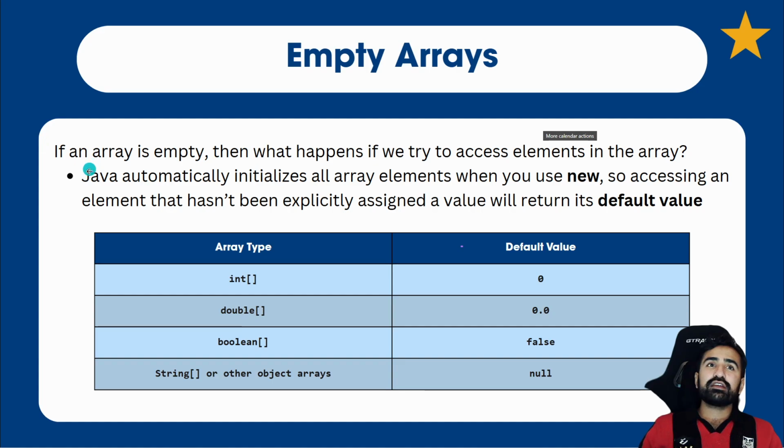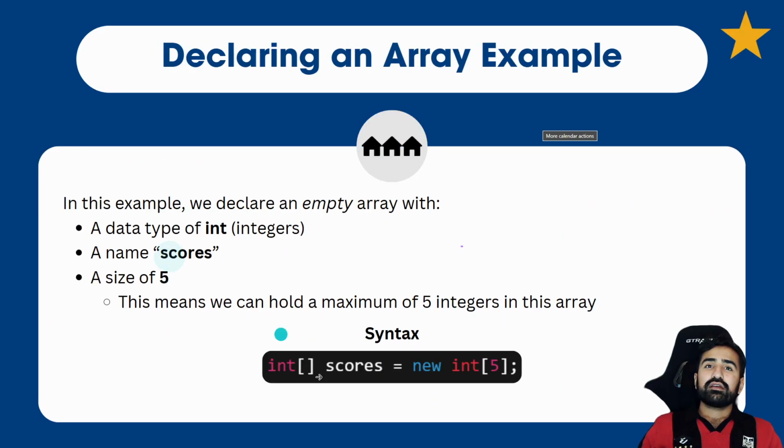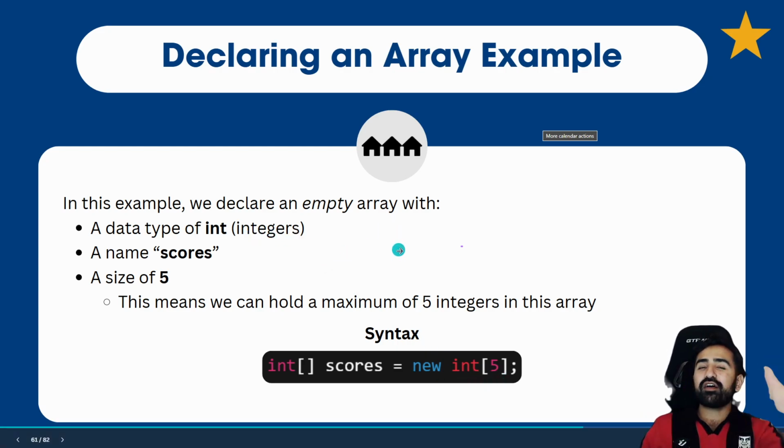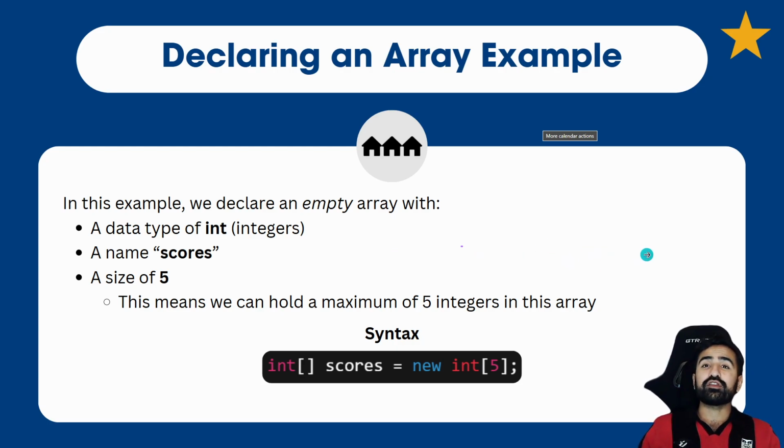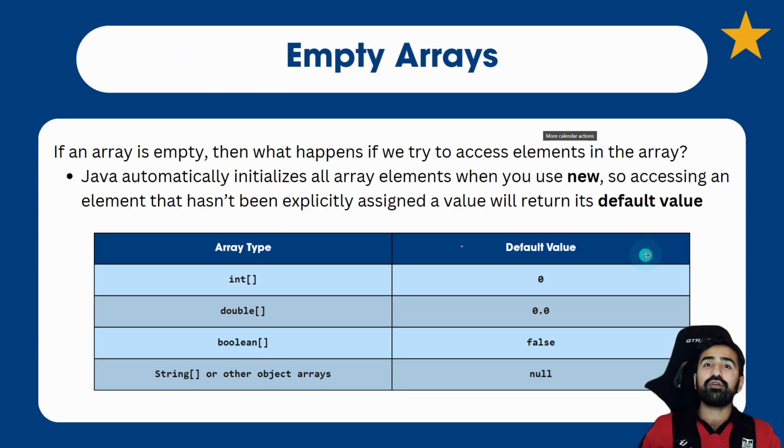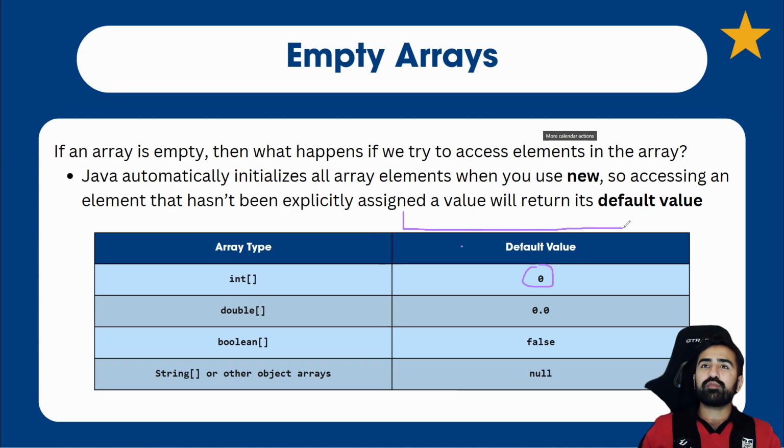So if I did int scores = new int[5], this is an empty array. We declared an empty array because we haven't actually told the array which values we want in those 5 spots. Well, it turns out by default, int arrays will just have zeros in each spot. So again, if I had my blocks of memory, 1, 2, 3, 4, 5, there'd just be a bunch of zeros in my array of size 5 if I don't initialize it with some values. So empty integer arrays will just have zeros.